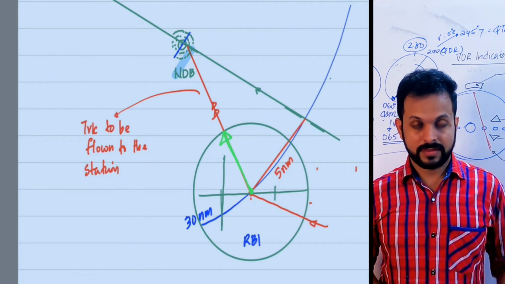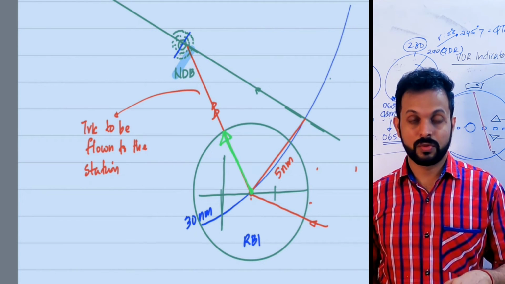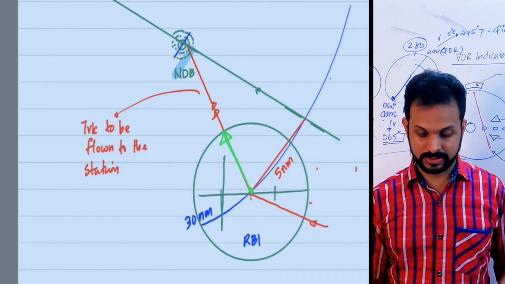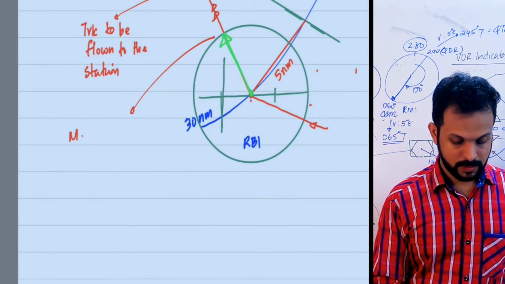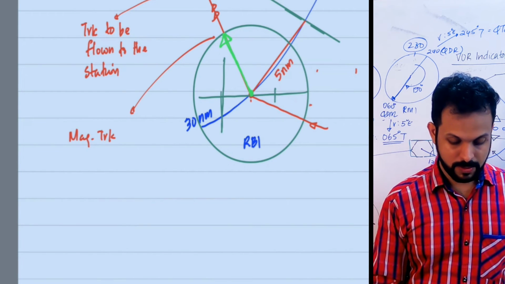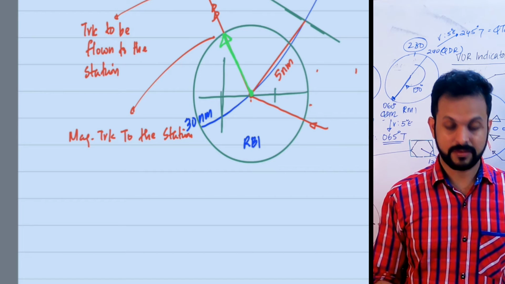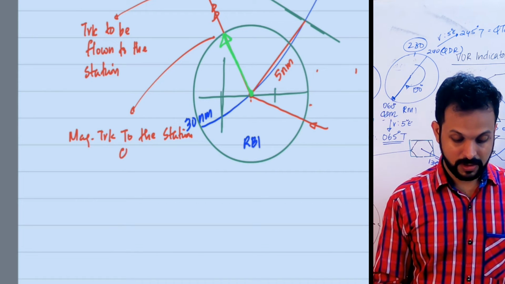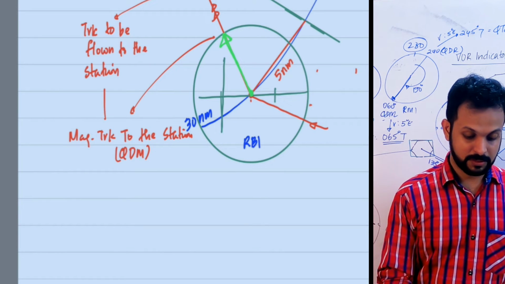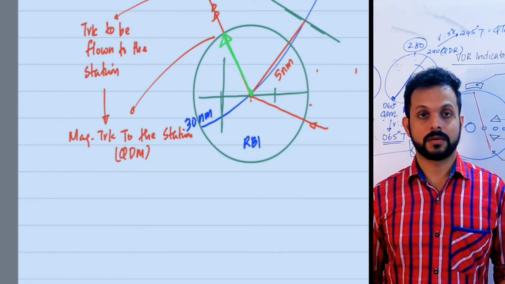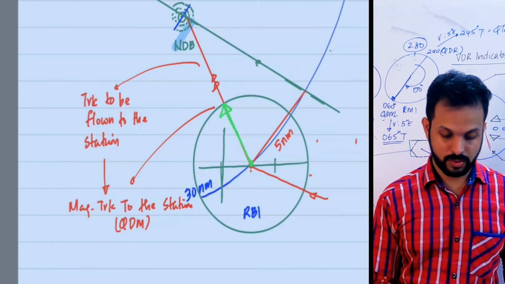Now, that particular track which the ADF is showing would be a magnetic track to the station. So we're looking at a magnetic, point number 1; point number 2, it's a track; point number 3, it's to the, point number 4, not to the aircraft but to the station or the navigation aid. That's what we call the QDM, magnetic track to the station. That is nothing but the track to be flown to reach the station, right? That is a QDM, right?